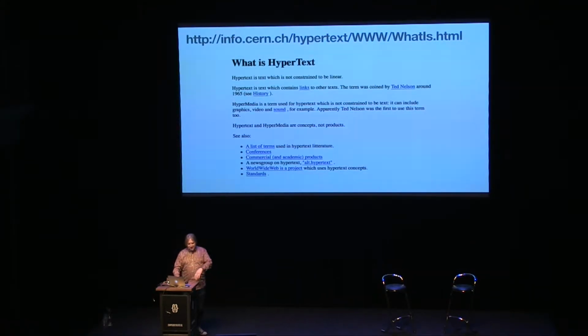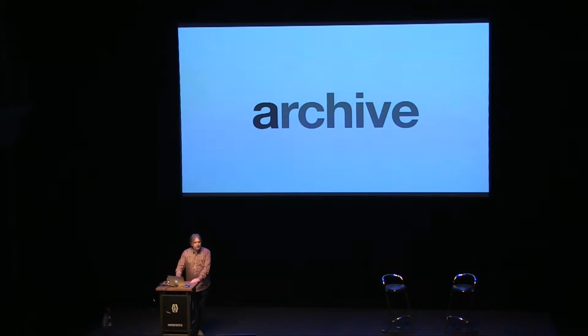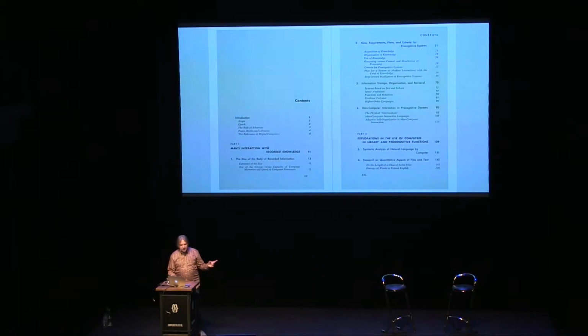So if hypertext is text which is not constrained to be linear, how did we ever manage with good old-fashioned non-hypertext and non-hypermedia? We used archives. A is for archive. In 1965, J.C.R. Licklider was commissioned to write a report on libraries of the future. He and his company, Bolt, Beranek, and Newman, will prove to be instrumental in creating our modern hypermedia world. More on that later. For now, let's look at this report.